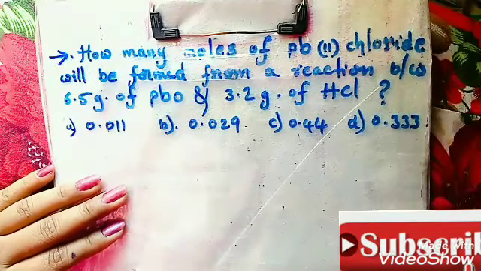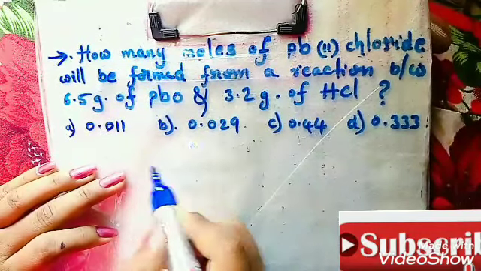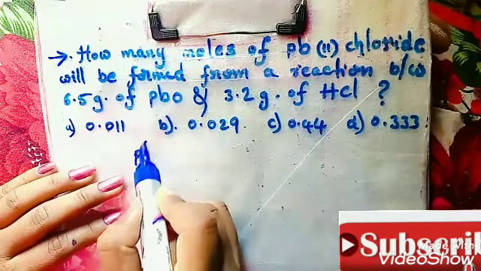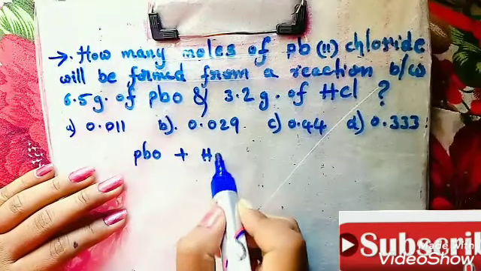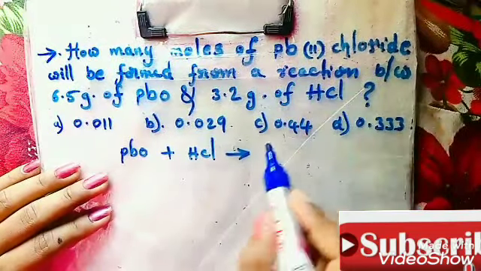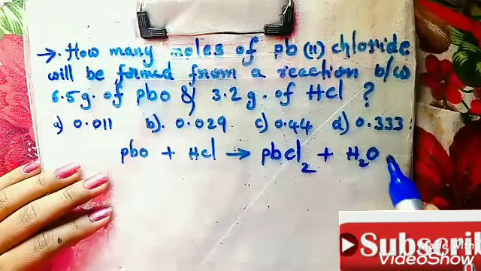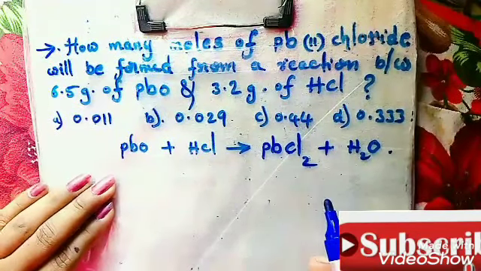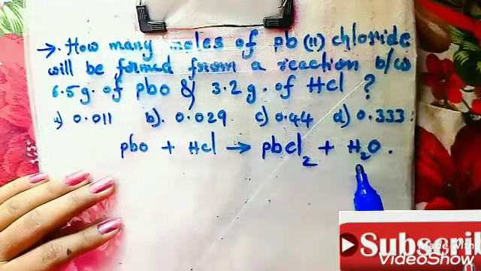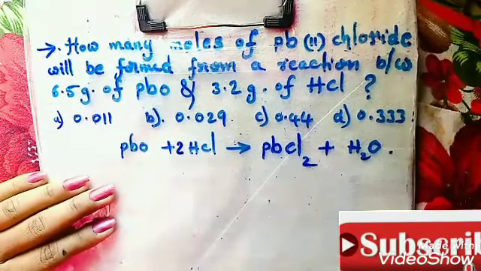So students, for this question you have to write the balanced chemical equation. They have given that the reaction takes place between PbO and HCl. So PbO, lead oxide, plus HCl, then what are the products formed? PbCl2, plus H2O. So this is the equation for this question, students. Let's balance this equation. Here Cl2 is there, so H2 is there. Then if you place a 2 before HCl, the equation is balanced.